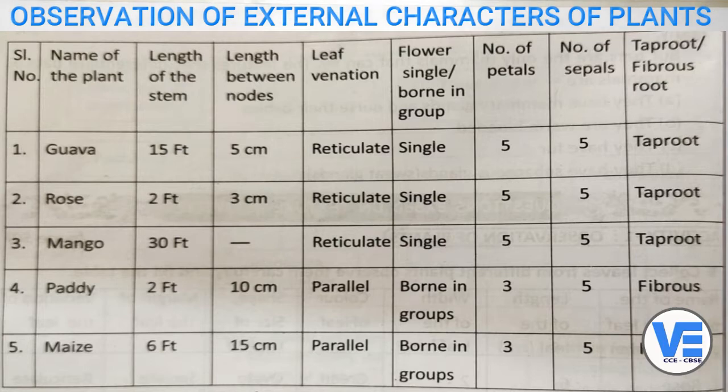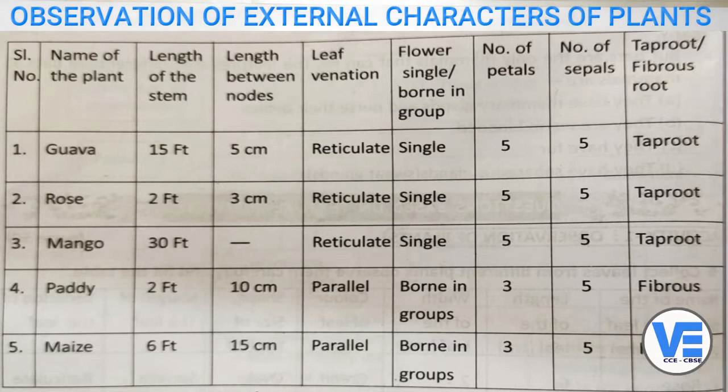Now when you see whether flowers are born in a group or born single, guava, rose, mango, if you check these three, the flowers are born as a single flower. And when you see the paddy and maize, they are born as a group. The flowers are born in a group. So even the way the plant gets the flowers also varies.